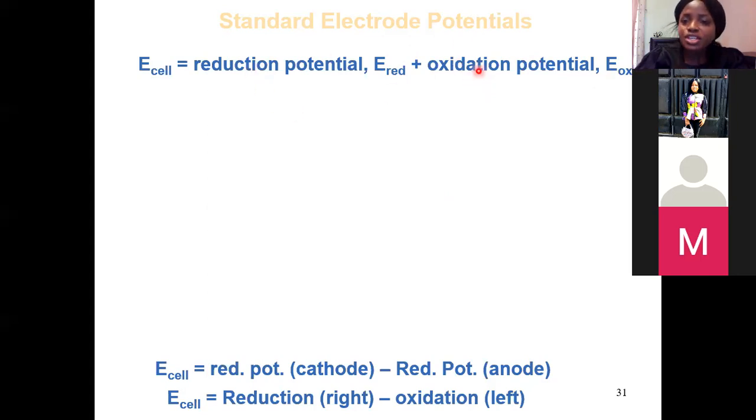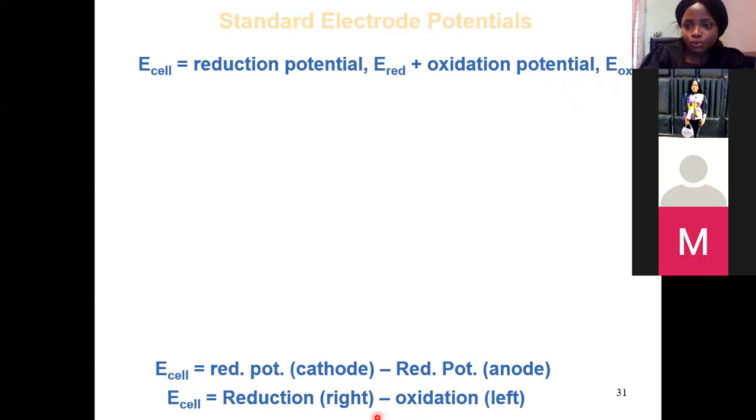So if you decide to use this equation, then it means that when you have identified your oxidation, you will need to reverse it, as in multiply the value of the standard reduction potential by negative to get it as an oxidation potential, because this says oxidation potential. But if you want to use this equation, which is the reduction potential of the cathode minus the reduction potential of the anode, then you don't have to reverse anything.